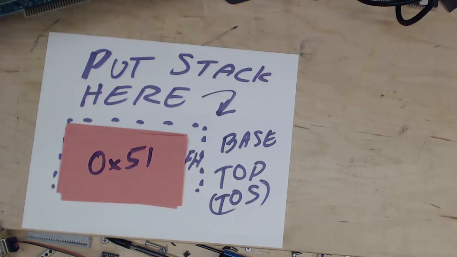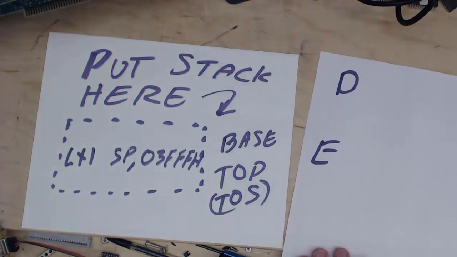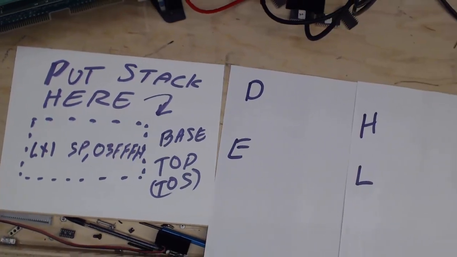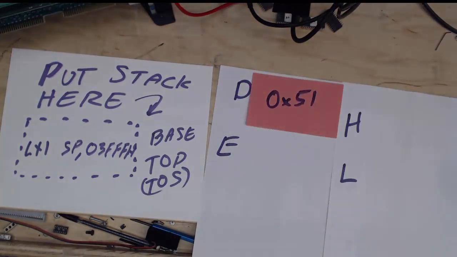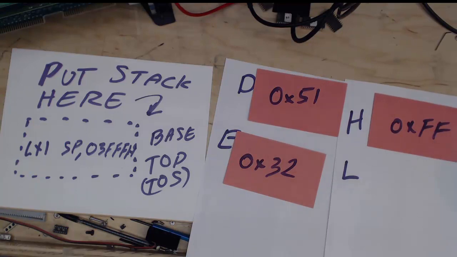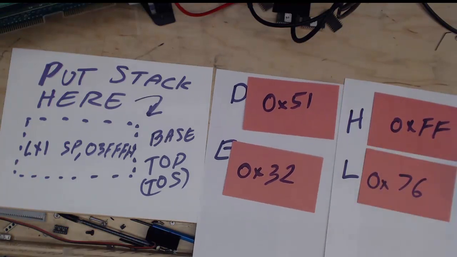So you get the idea that it's all about the order. So let's take these back off. Let's reset our stack to that, and let's say that we've got some registers here. So here's our DE HL register pair, and this is what we've got in our registers. Okay, so let's do that same example again.